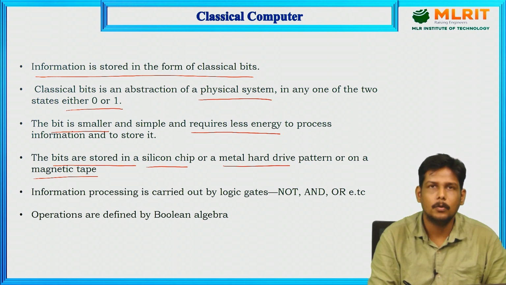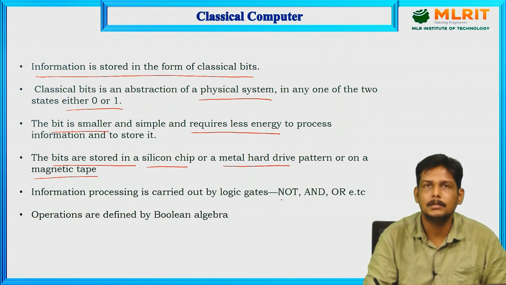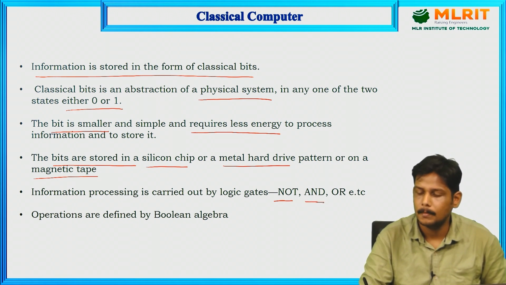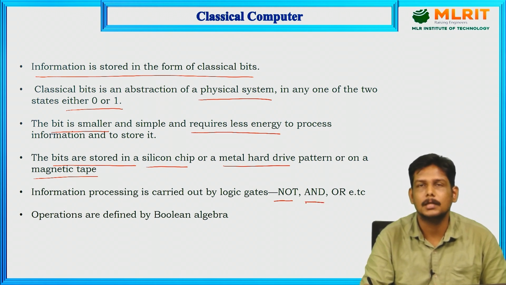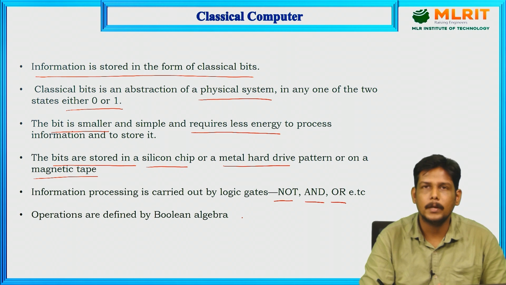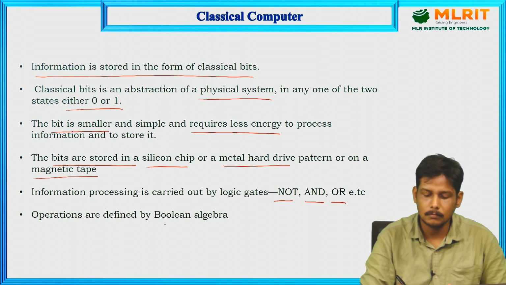Now, how are we going to process these classical bits? If you want to flip these bits from 0 to 1, we have to use a logic gate called the NOT gate. If you want to multiply these bits, we have to use the AND gate. If you want to add these bits, zeros and ones, we need to use an OR gate. Whatever operations we perform using these zeros and ones follow a particular algebra called Boolean algebra.